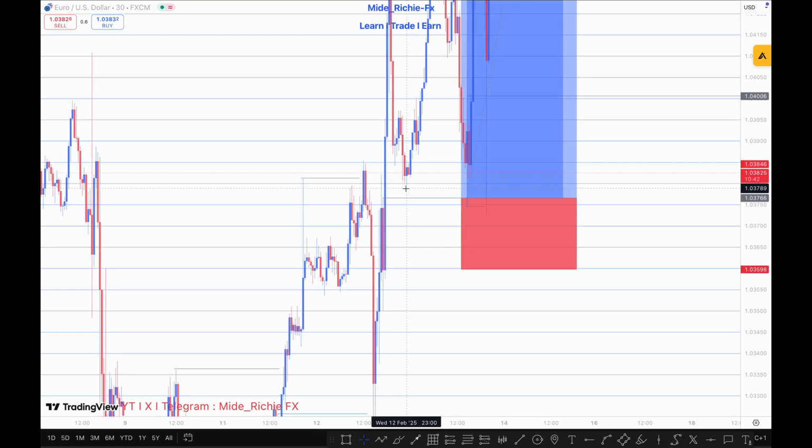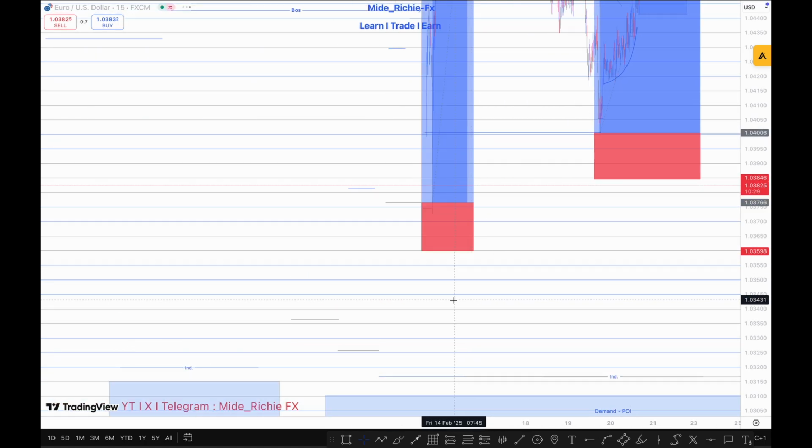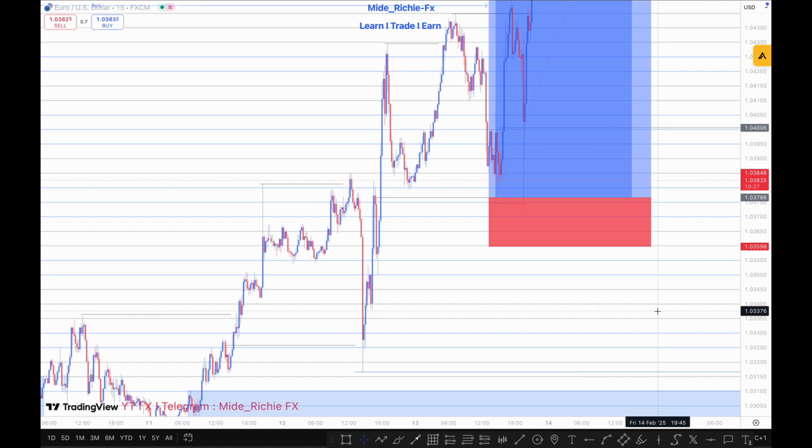So initially I use this one as an inducement, and then I get my entry from this demand zone right here. I think I refined it or something to get me a very small entry. Let me check it out. A smaller position, because I remember vividly that I wasn't risking all of those on.